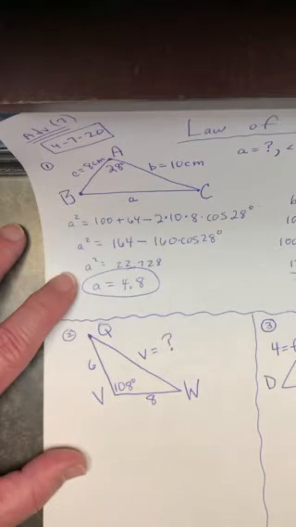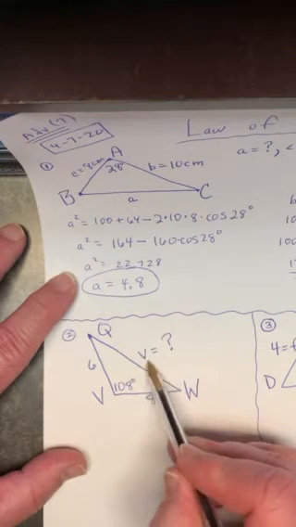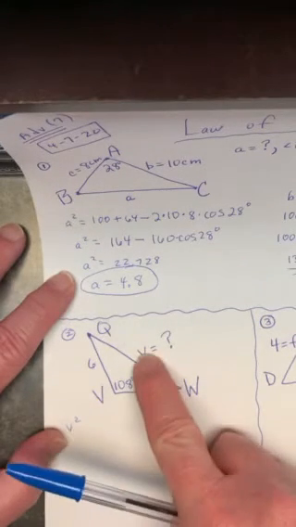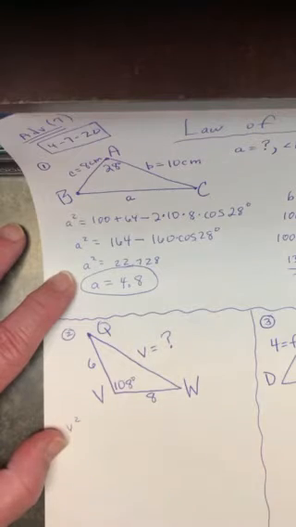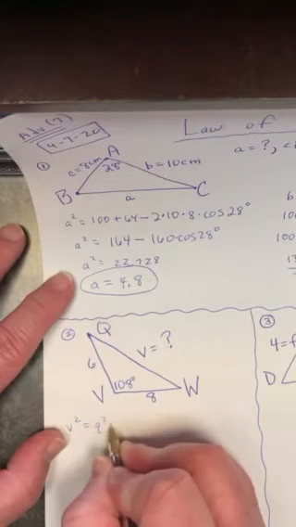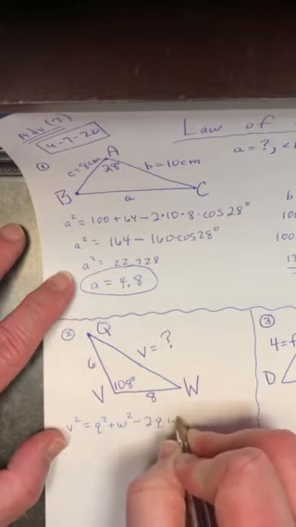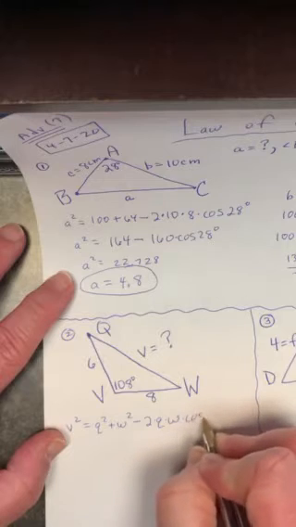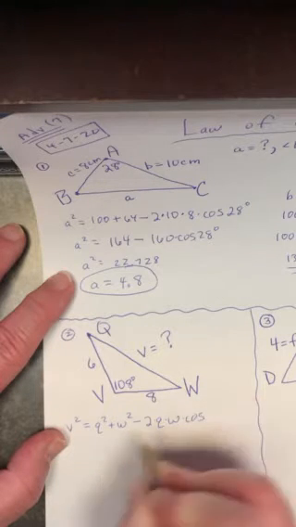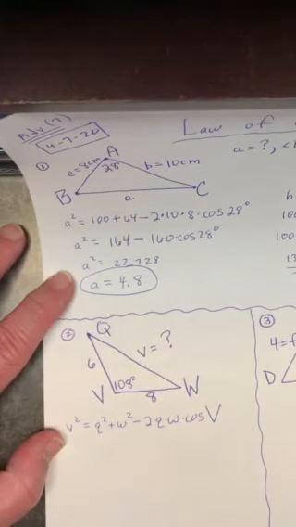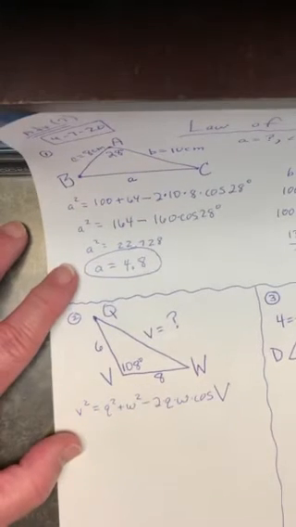Okay, let's think. If we're looking for side V, doesn't our formula need to start with V squared? Whatever side you're looking for is the letter you start with. So if that's V squared, the other side, it really doesn't matter the order of the Q and the W, agreed? We would have Q squared plus W squared minus 2 times Q times W times the cosine of, okay, what's the rule? If I started with little v, I have to end with capital V. Okay, so there's my law of cosines formula.